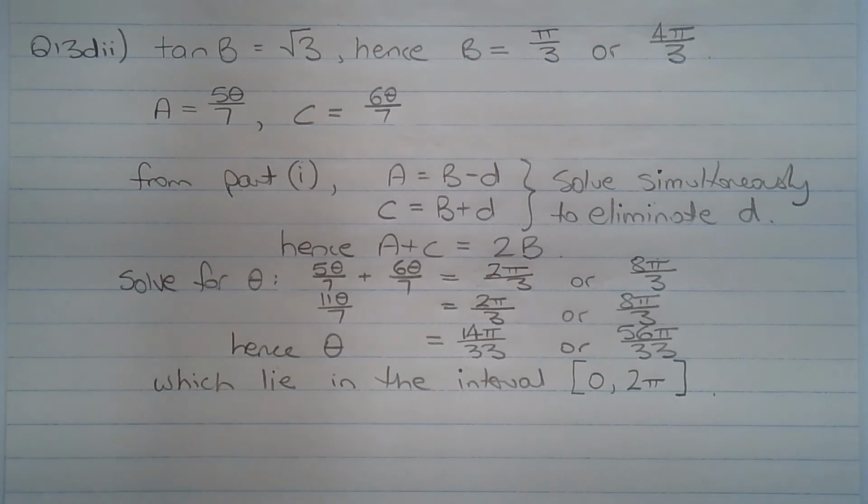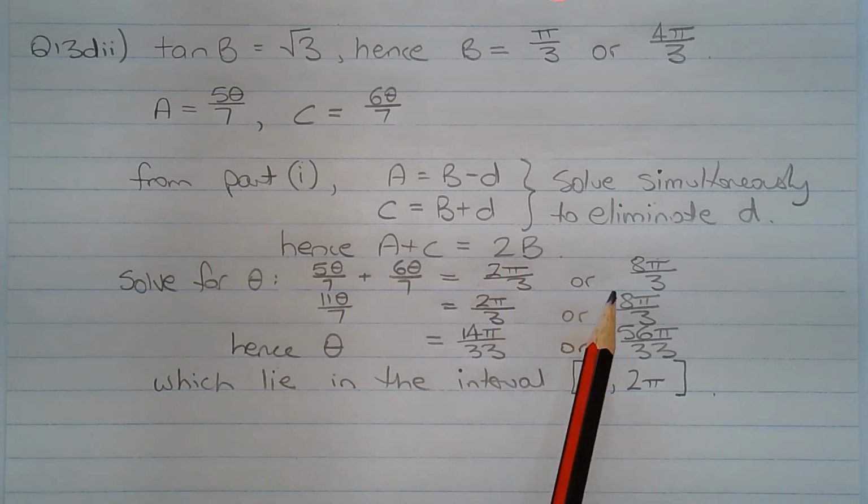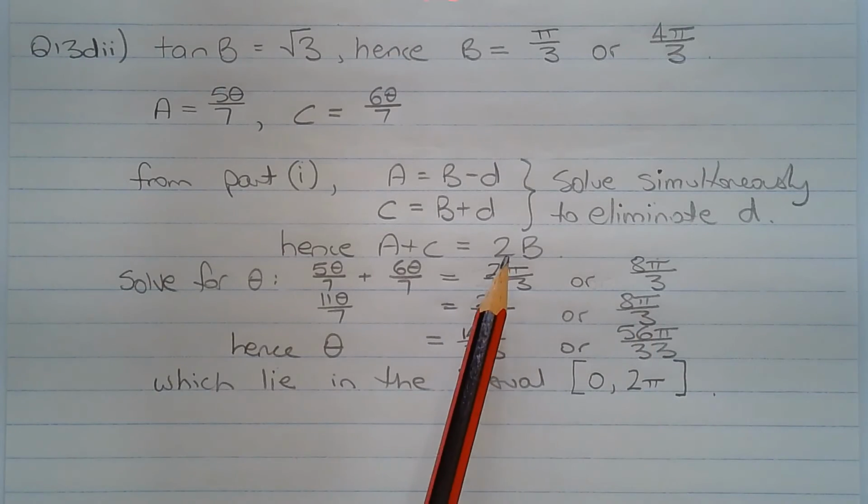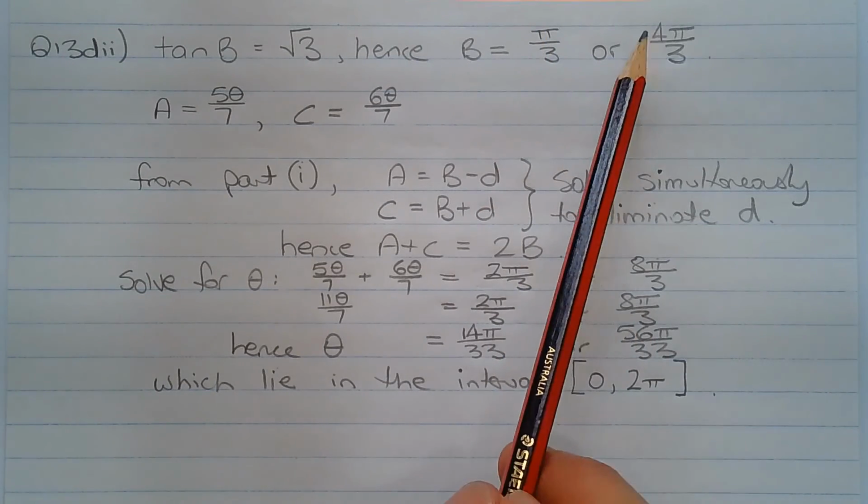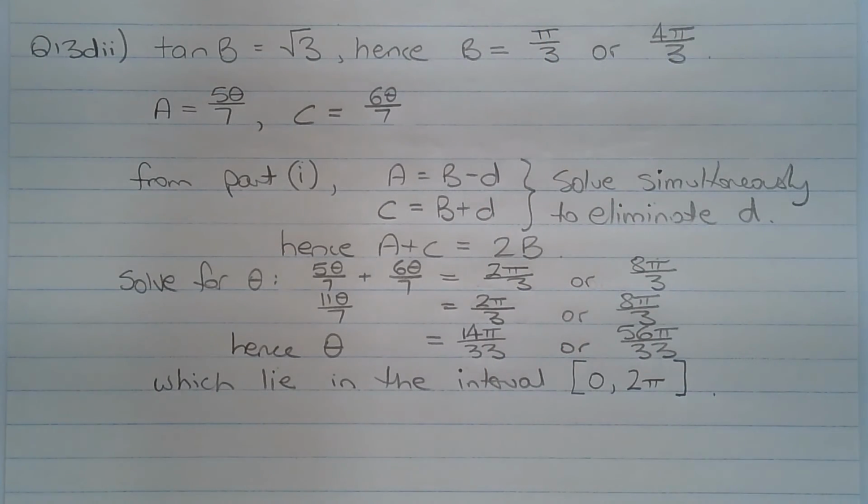Now to solve for theta. So 5 theta over 7 plus 6 theta over 7 is equal to 2 pi over 3 or 8 pi over 3. So that's doubling pi over 3 or 4 pi over 3. Adding these two fractions together, since they have a common denominator, we have 11 theta over 7 is equal to 2 pi over 3 or 8 pi over 3.